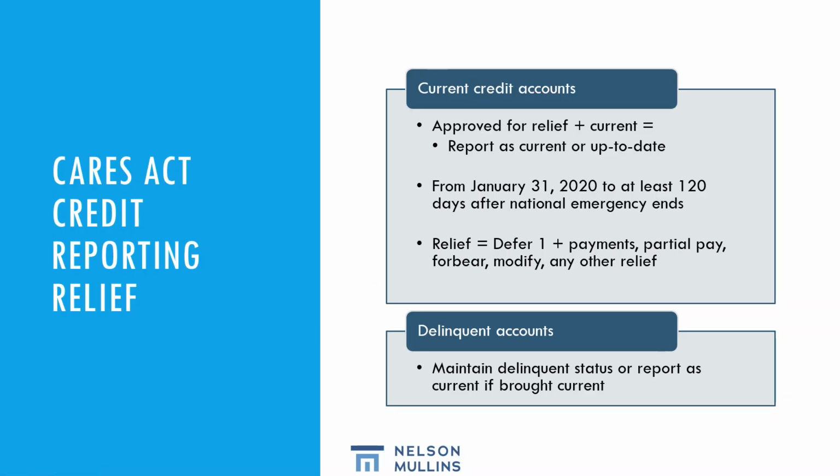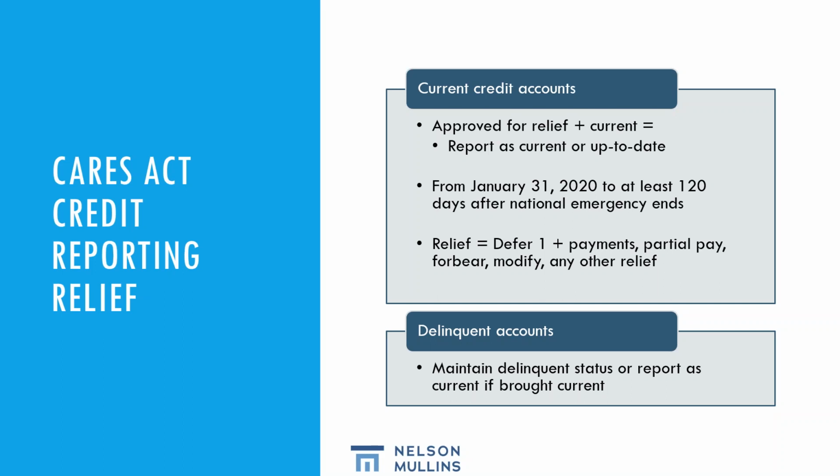Another important part of the CARES Act that we've mentioned several times, because it comes up in every other lending product context, is the credit reporting. This is broader than mortgage. It applies to everything, and it's also very broad. As you see here, if you're approved for relief and you're current, then the furnisher, that's everybody who's providing the status of the credit information to the credit reporting agencies, has to report it as current or up to date. The approved for relief category is any kind of relief. It's not just the forbearances that the CARES Act allows.